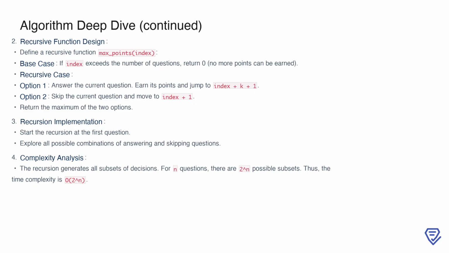For the recursive case, we evaluate two options. First, if we answer the current question, we add its points to the result of calling the function on index plus k plus 1, effectively skipping the next k questions. Second, if we skip the current question, we simply call the function on index plus 1. The result for the current index is the maximum of these two options. Starting the recursion at the first question allows us to explore all possible combinations of answering and skipping. However, this approach has exponential time complexity, O(2^n), because each question doubles the number of decision branches. This makes it impractical for large inputs.